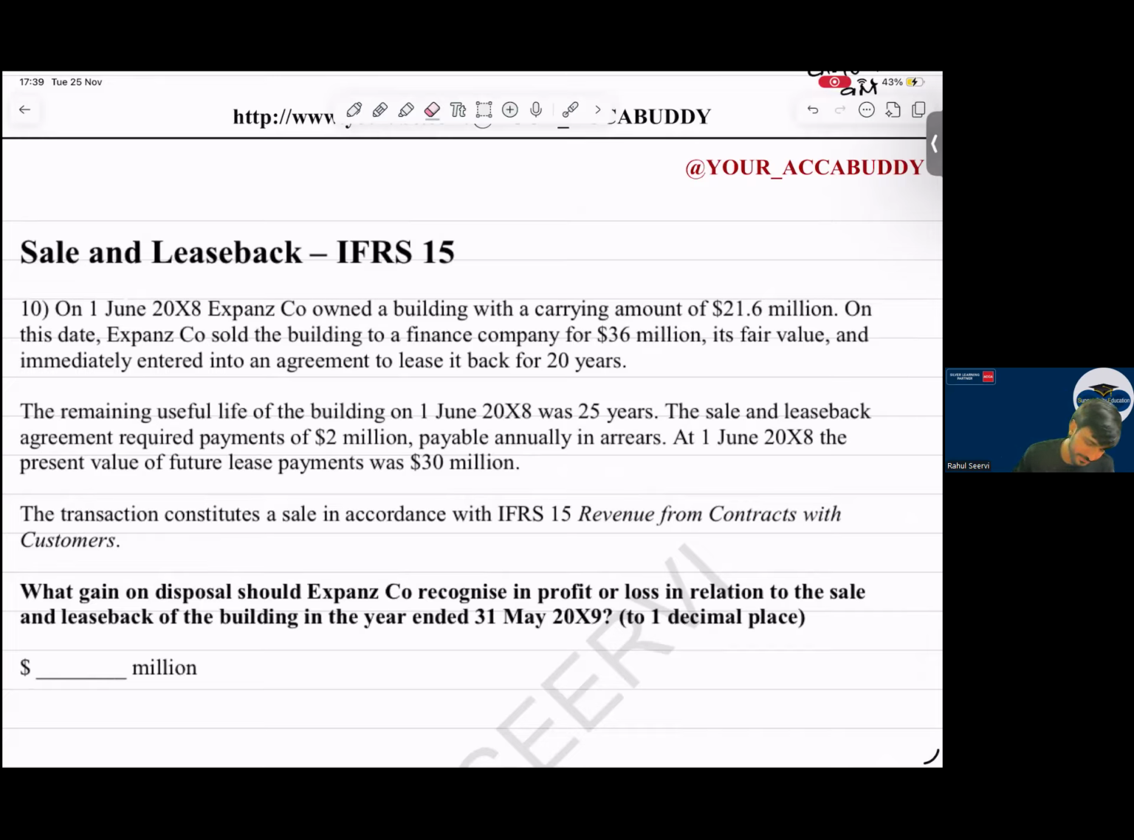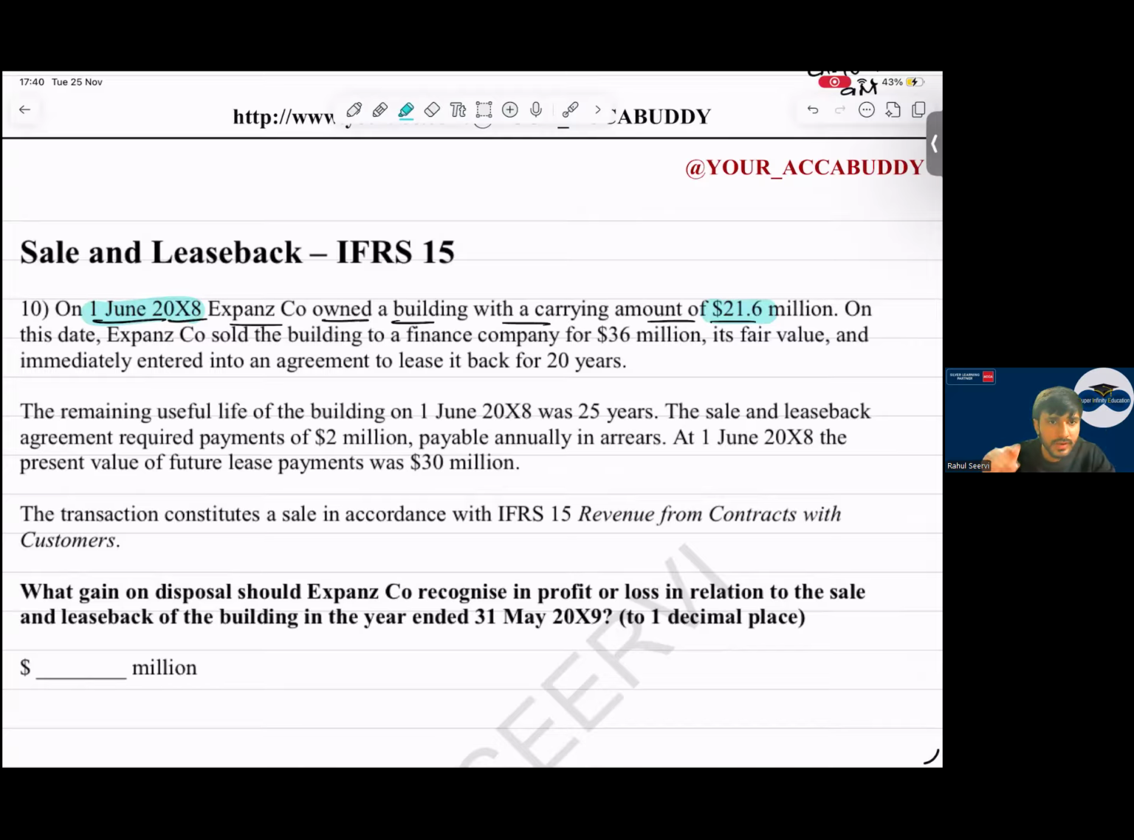The case is what? On 1st June 2008, E owned a building with a carrying amount of 21.6 million. The value is how much? 21.6 million. Carrying amount is given, sir. Date, be good with the dates. See the dates properly.